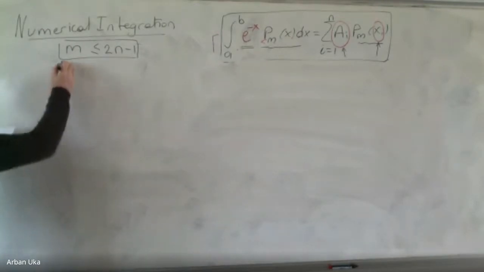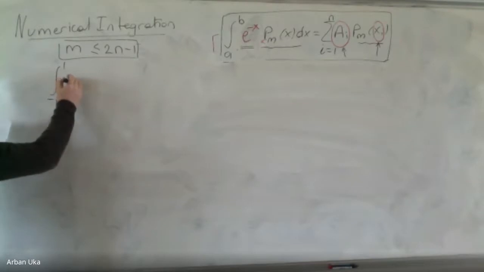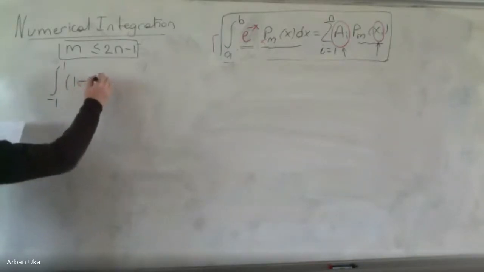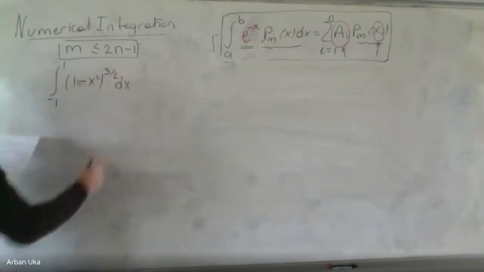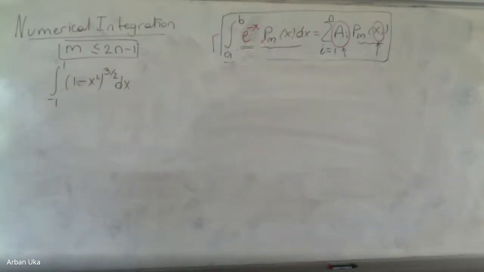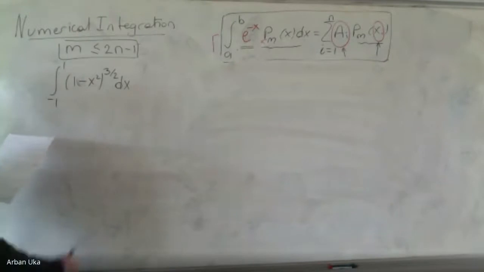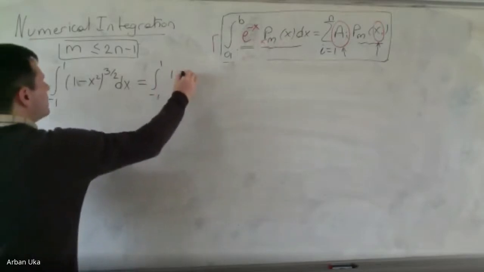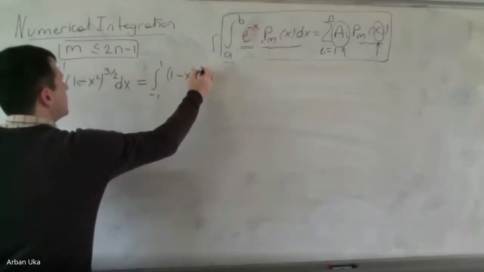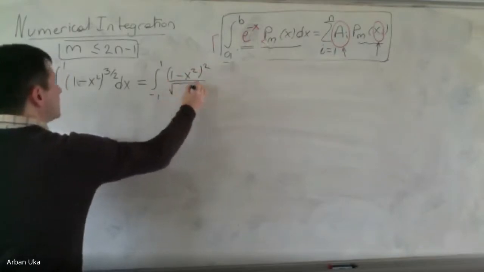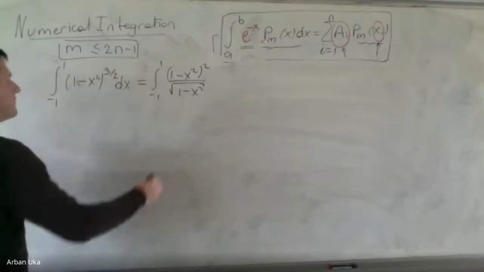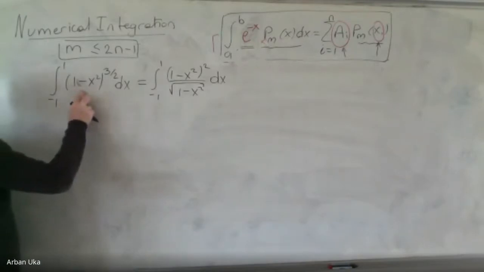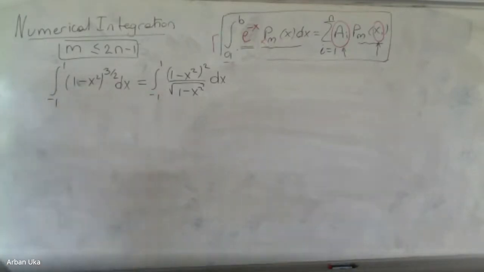So let's assume we have an integral from -1 to 1 of 1 minus x squared to the power 3 over 2 dx. Here we have one integral, and we can write this as the integral from -1 to 1 of 1 minus x squared, all squared, divided by square root of 1 minus x squared dx.